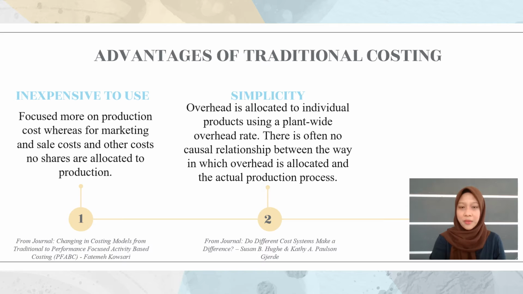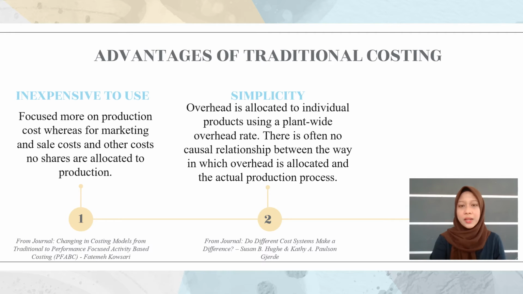The next advantage is simplicity. The traditional costing systems are often associated with a financial accounting focus and include direct materials, direct labor and manufacturing overhead in their determination of product cost. For simplicity, they will assume here that overhead is allocated to individual products using a plant-wide overhead rate. Although different companies may compute various departmental overhead rates, there is often no causal relationship between the way in which overhead is allocated and the actual production process.